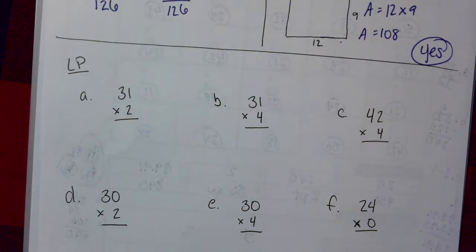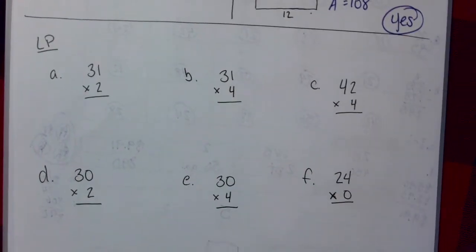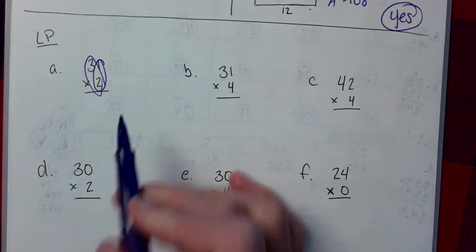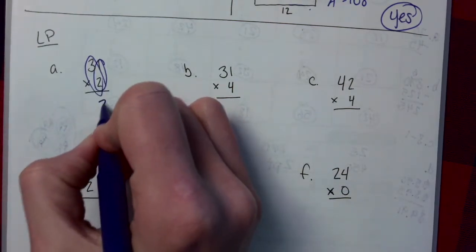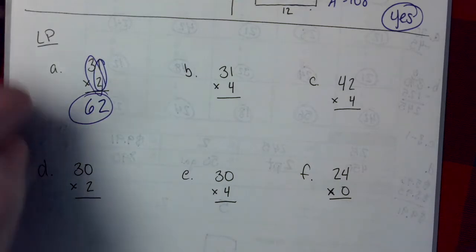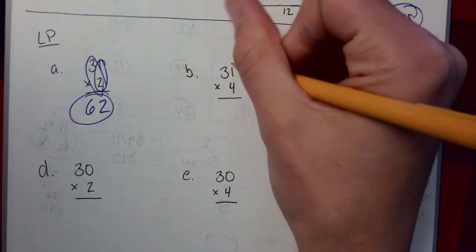Let's go ahead and walk through our lesson practice together. Remember, first we're going to do 2 times 1, then we're going to do 2 times 3. 2 times 1 is 2. 2 times 3 is 6. We get 62. I'll go in pencil so you can see my circles a little bit better.